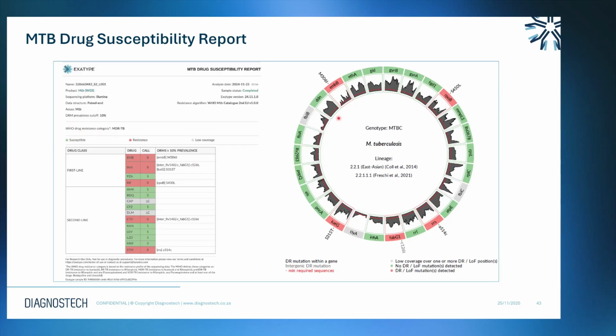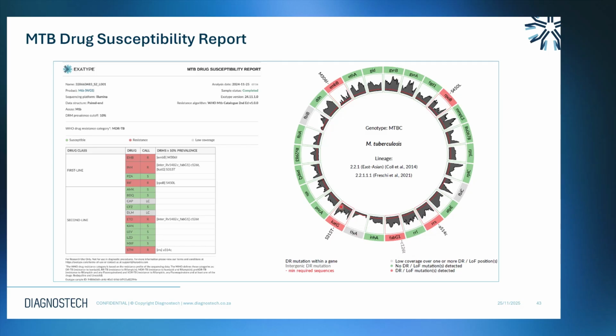Starting on the right, we're looking at a gene map of MTB. We can see the drug resistance genes, their names at the top. The green indicates that there is no drug resistance mutation found. Red indicates that there is a drug resistance or loss of function mutation detected, and we can actually see the position of that variant. The ones in gray indicate that it's low coverage over one or more drug resistance positions.